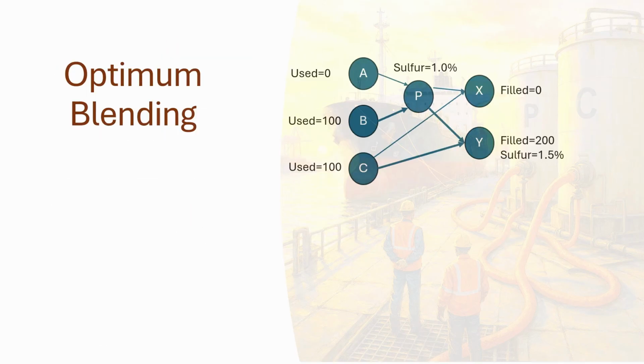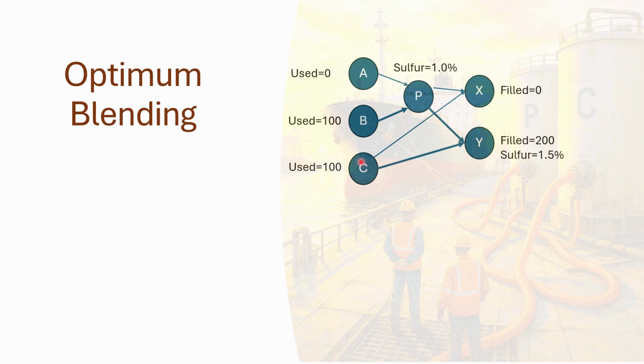Okay, let's look now at the optimum blending situation that PSO solved for. So here is our answer that we came up with. It may seem counterintuitive, but we didn't actually fill any of the X demand. That fill was equal to 0. We did fill all of the Y, 200 units at a sulfur of 1.5%. And the pool was composed completely of raw material B.